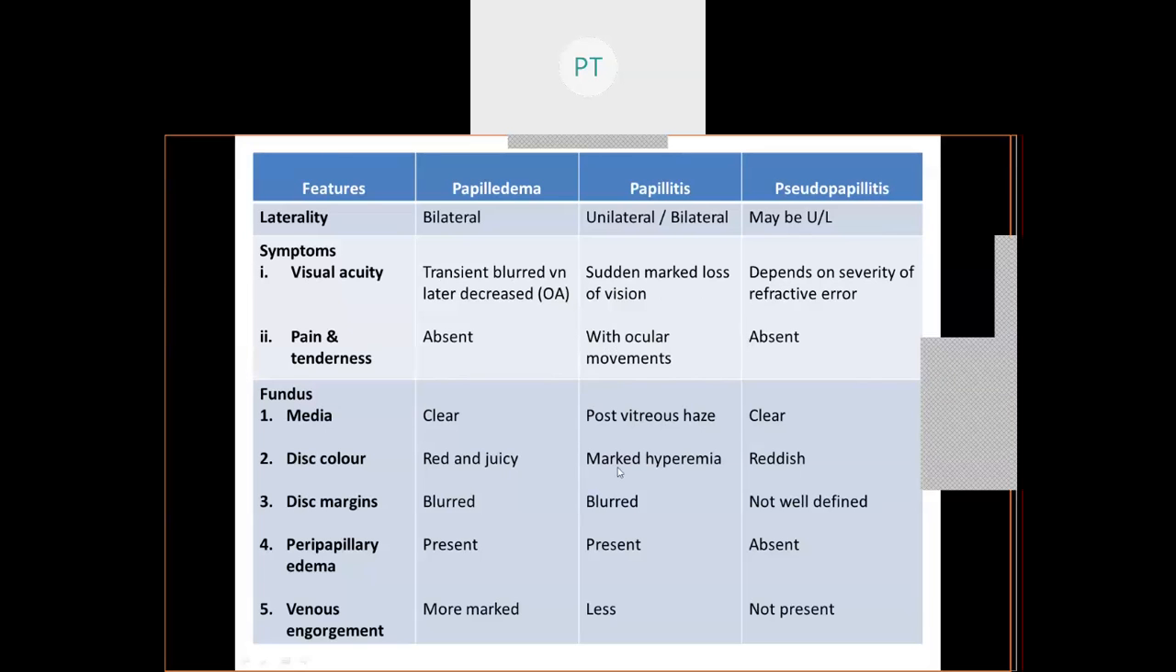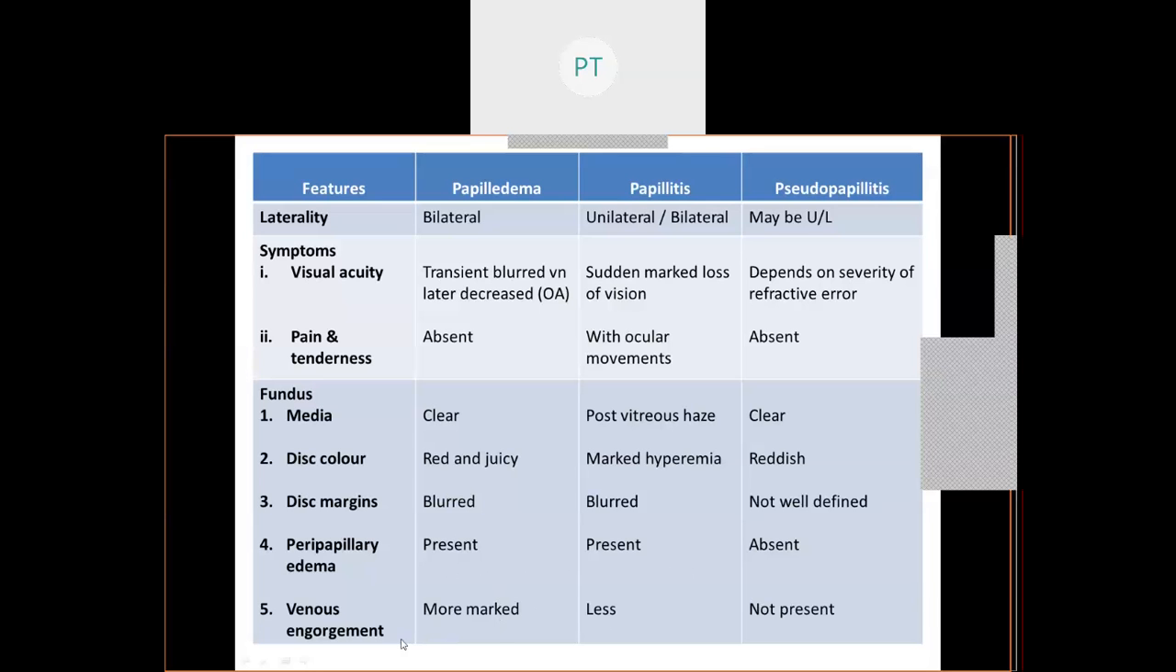So if you have to remember last week's class to know the features of papillitis. Okay, so when you do a fundus examination, usually papilledema is clear, pseudopapillitis as well is clear, whereas in papillitis, you can get a posterior vitreous haze. The disc color is red and juicy in papilledema, it's more hyperemic in papillitis. In pseudopapillitis, it is reddish in color. Margins are blurred in all three. Peripapillary edema is present in both papilledema and papillitis. It is absent in pseudopapillitis.